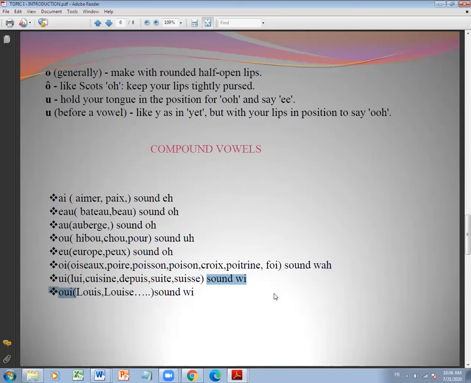Louis. Yes, you are right, it is Louis. Then cuisine. You see that word exists in English.